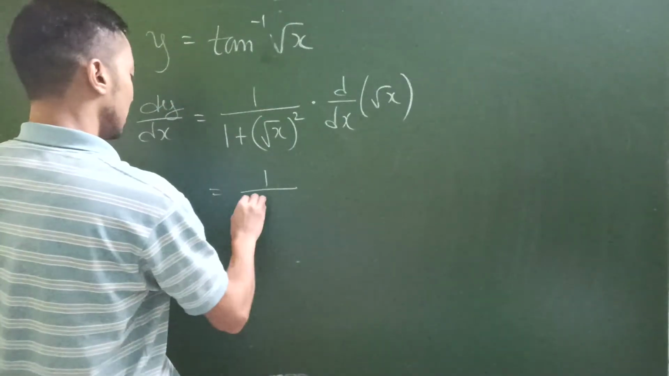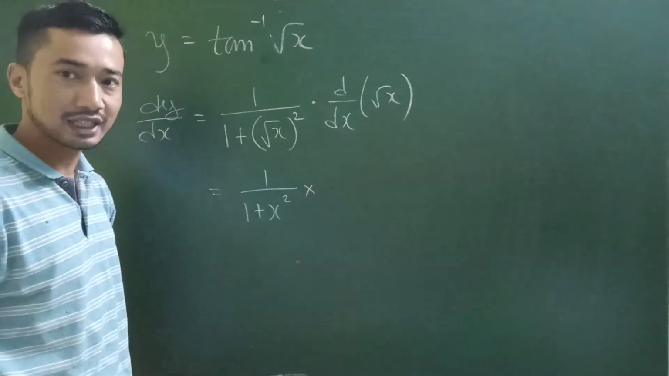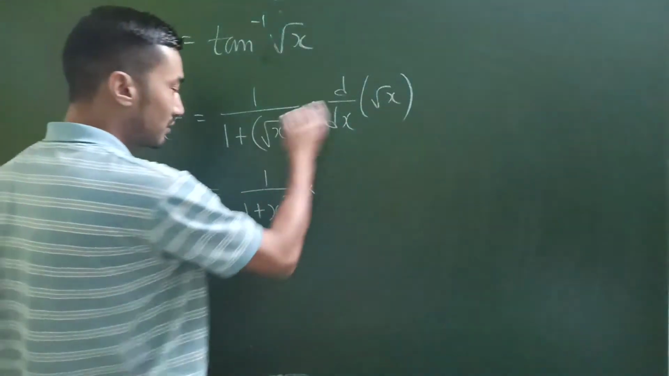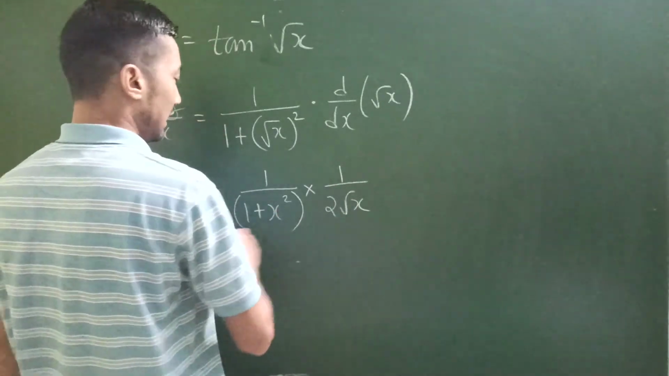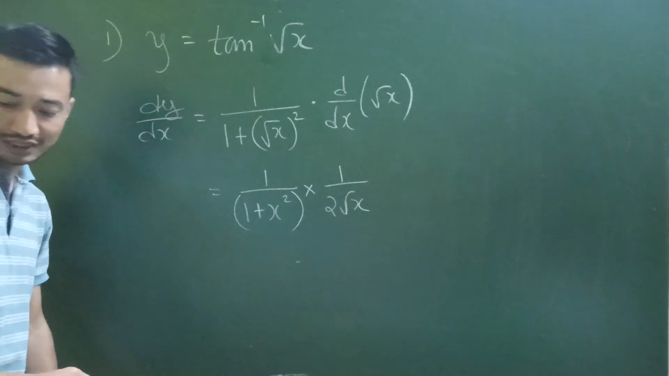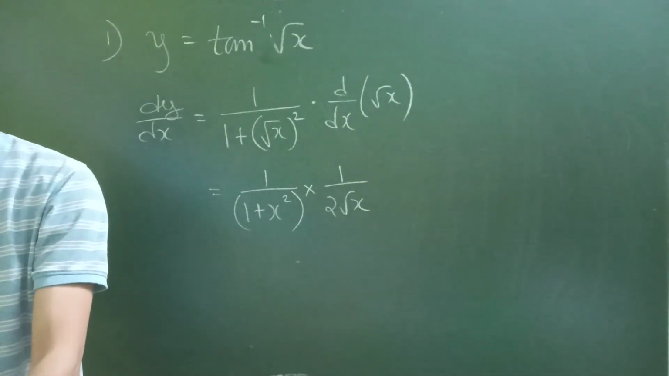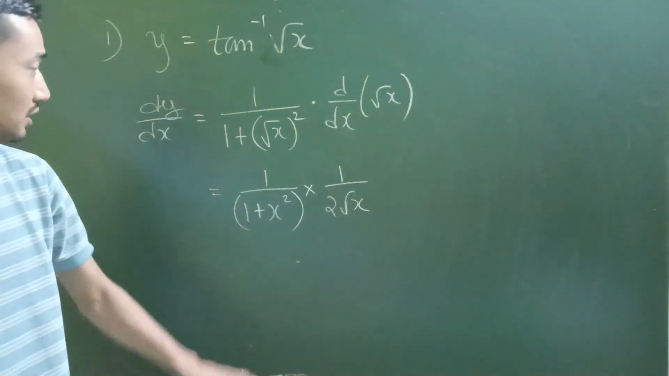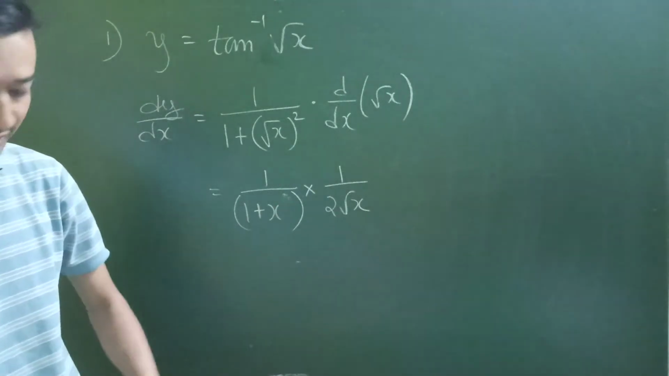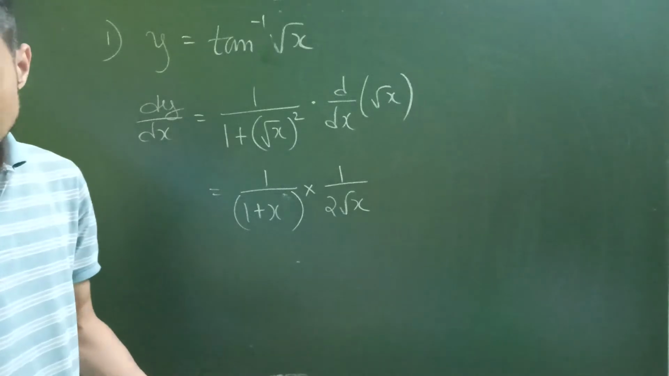So that's going to be 1 by 1 plus x squared. I already gave you a tip on this in the previous videos: the derivative of root of x is simply 1 by 2 root of x. So that's all. You can just leave it there, no need to arrange too many things. I think that should be more than enough. Not squared, this is going to be x. Okay, moving on to another question.